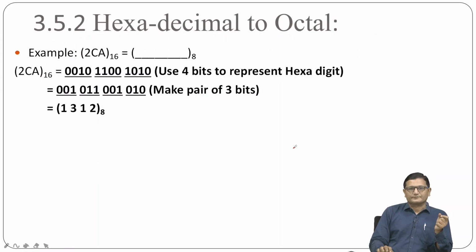Let's suppose 2CA is the hexa number which is given to you, and you have to convert it into an octal number, right? So you consider this 2 and write the binary of 2 here in a pair of 4 bits, because this is a hexa number. Then C, so C will be represented as 1 1 0 0. A is 10, and how can you represent 10? 1 0 1 0, right?